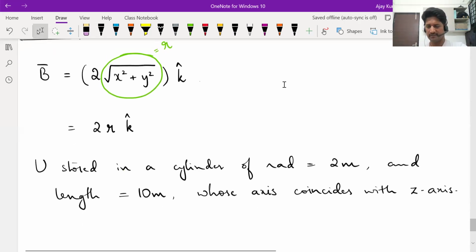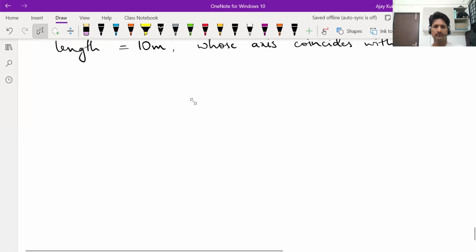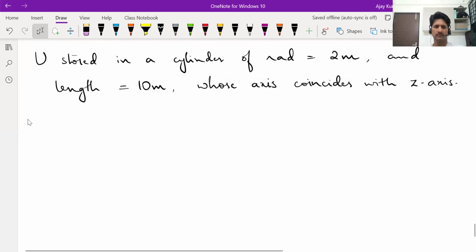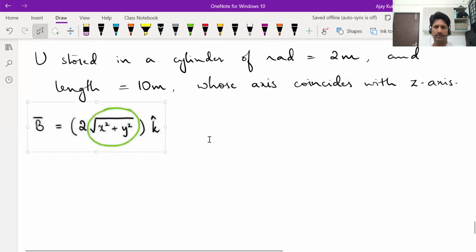Give it a try, we'll see. And I'll help you in visualization. Just let me copy this magnetic field equation. Due to this magnetic field, we need to find out how much energy is stored in this cylindrical space. If you want to start solving on your own, you can.